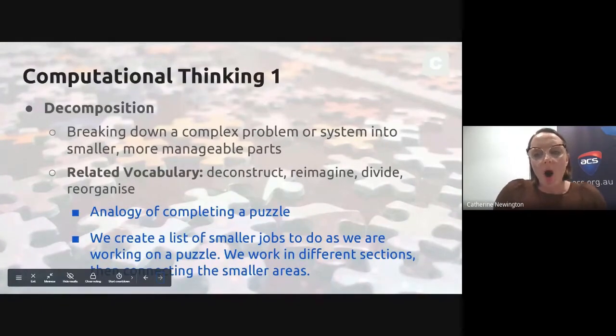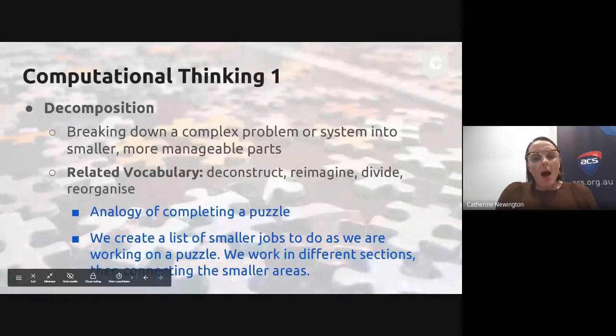I always quite struggled to get my head around each of these different types of thinking. But I'm going to take you through them, and I'm going to take you through an analogy of completing a puzzle to help you understand the different types of thinking. So when we're looking at decomposition, we're looking at breaking down a complex problem into smaller manageable parts. The related vocab that we've got there is deconstruct, reimagine, divide.